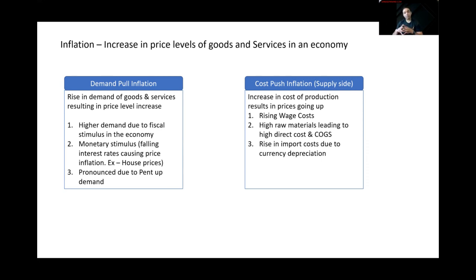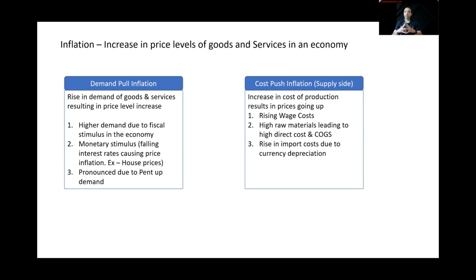Now, on the other side is cost push inflation, which is supply side led. So earlier it was more towards the demand side, and now it's more towards the cost side. So an increase in cost of production can result in prices going up. Obviously, when the cost of manufacturing, producing, servicing increases, called COGS, the prices increase, right? So the primary causes for this cost push inflation are rising wage cost, and high raw materials cost leading to high direct costs and COGS, that is cost of goods and services. So high raw material cost can increase the direct cost of manufacturing or producing.